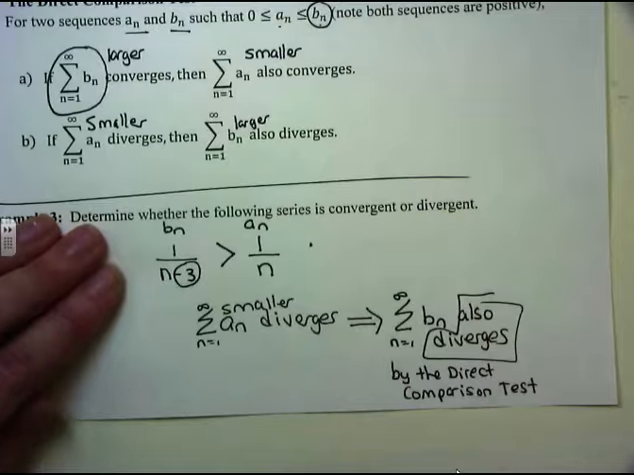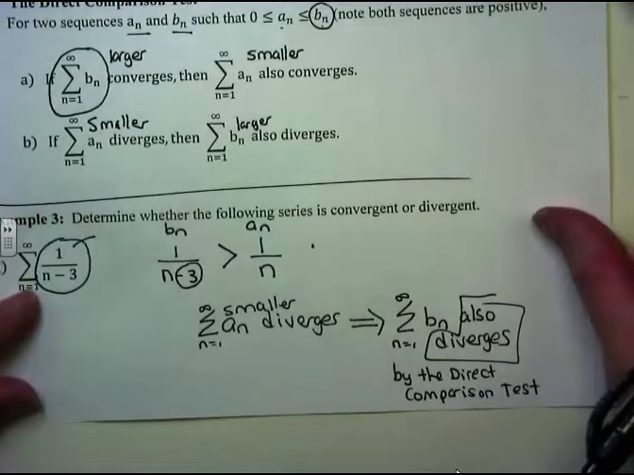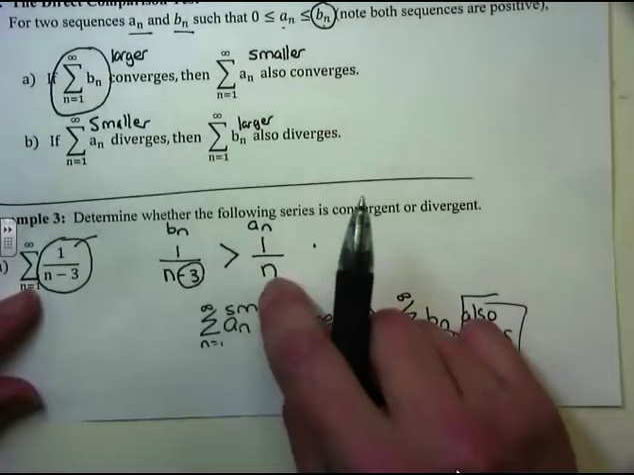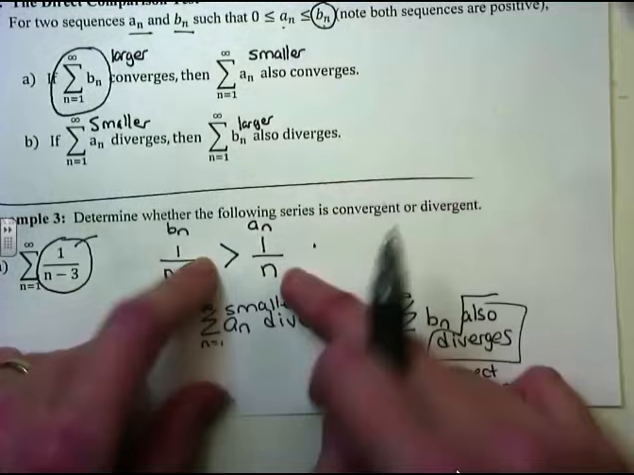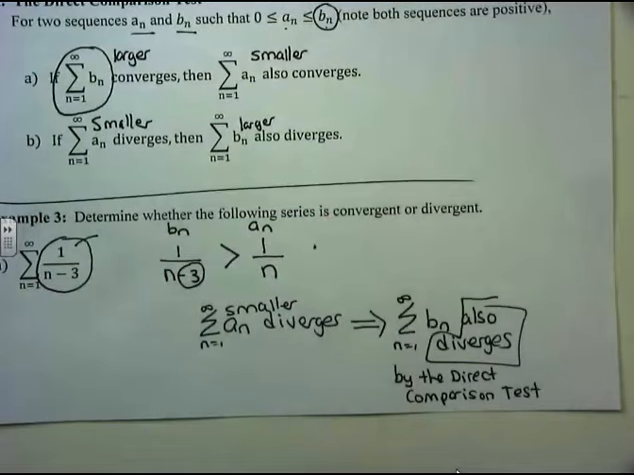The idea is you have a series that's a little bit more complicated than what we've worked with, so I compare it to something I know about. It is larger than 1 over n. I know the series 1 over n is the harmonic series which diverges, so I get that the series of the larger sequence also diverges.